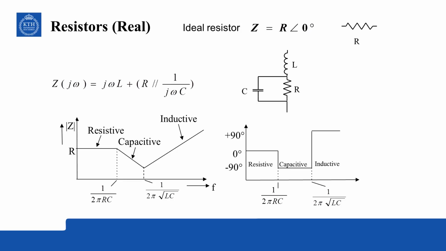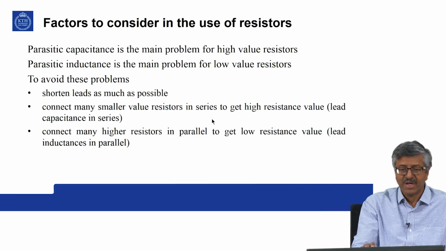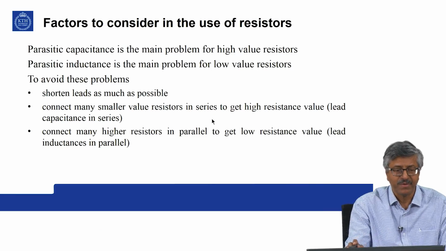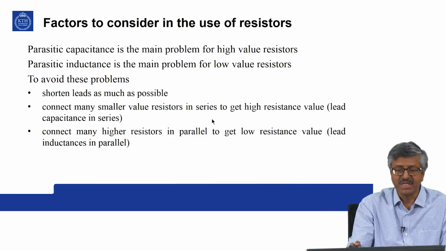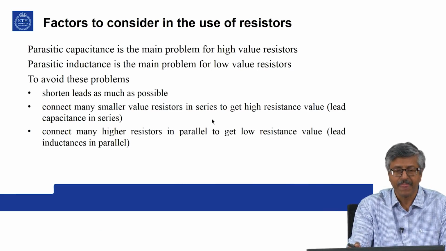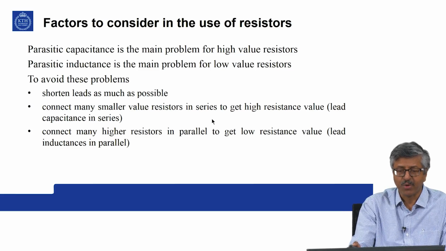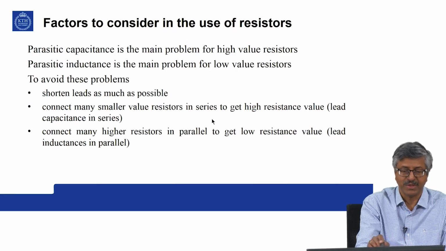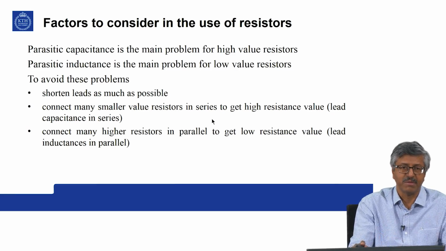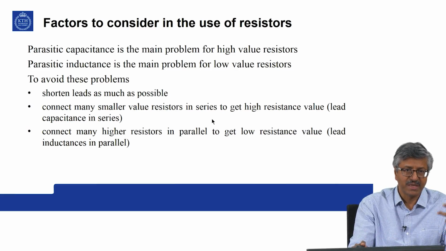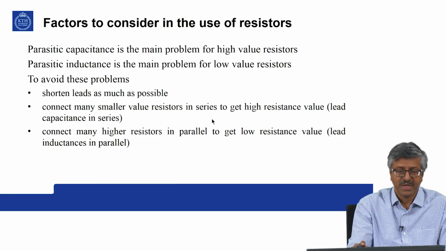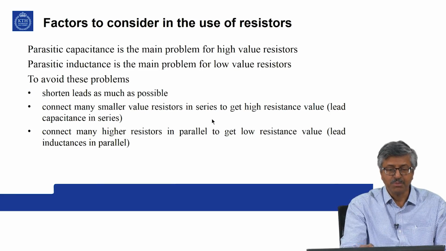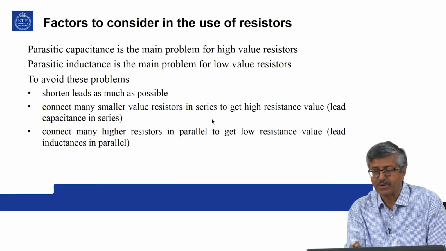So two different models are possible for a resistor. Factors to consider in the use of resistors. One is parasitic capacitance is the main problem for high value resistors. Parasitic inductance is the main problem for low value resistors. To avoid these problems, shorten the leads as much as possible. Then you reduce the parasitic elements, both parasitic inductance, parasitic resistance, and parasitic capacitance. Connect many smaller value resistors in series to get a high resistance value.